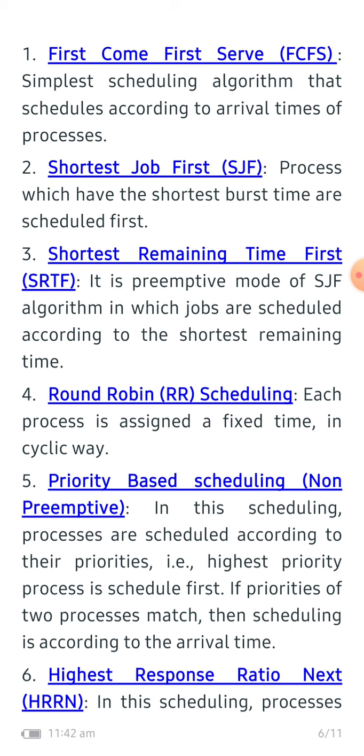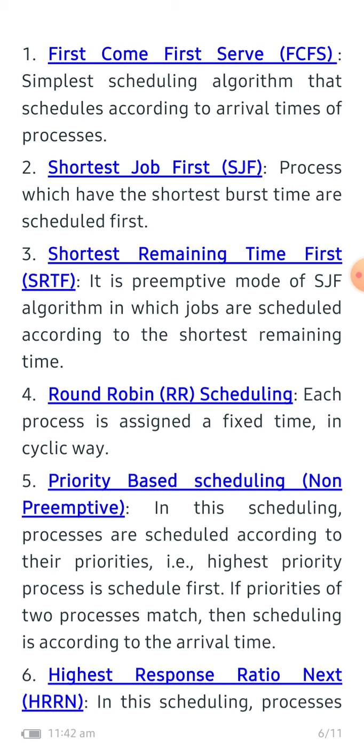Next is shortest job first. Next, shortest remaining time first. Next, round robin, priority based scheduling, highest response ratio. Next, HRRN. Firstly we will discuss FCFS, that means first come first serve, the simplest scheduling algorithm. A scheduling algorithm that schedules processes according to arrival time is called first come first serve, that means FCFS.